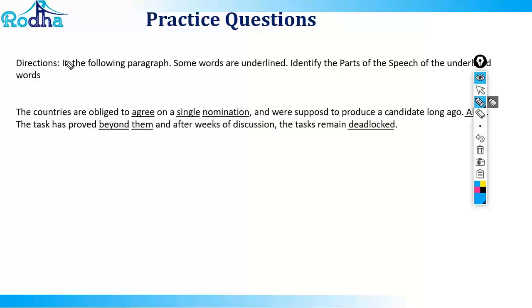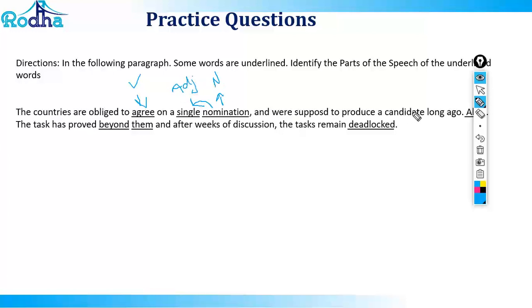Now it says, in the following paragraph, some words are underlined. Identify the parts of speech of the underlined words. The countries are obliged to agree on a single nomination. Agree refers to an action, so it has to be a verb. On a single nomination, nomination is a noun. And what type of nomination? Single. So single becomes an adjective.